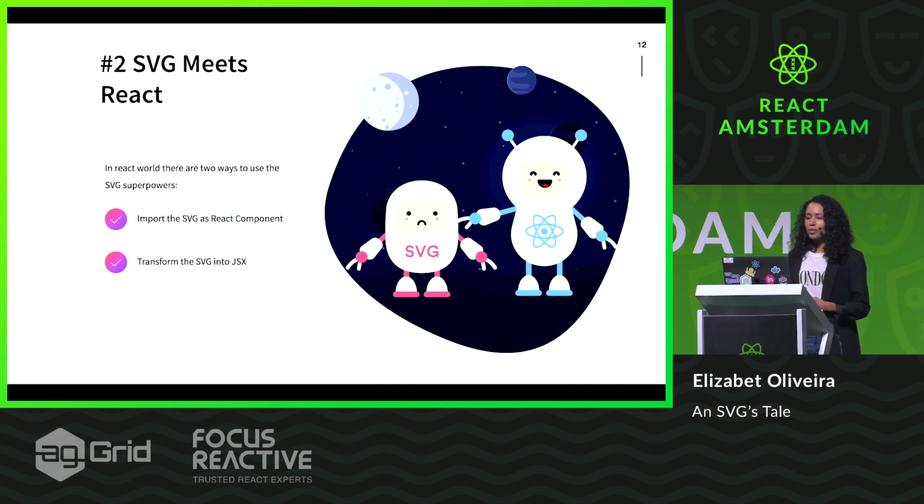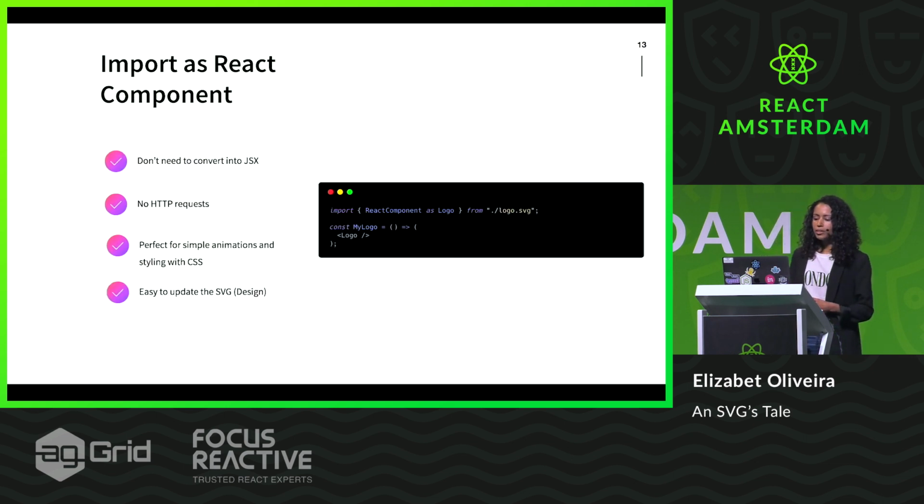In the React world, we can use the superpowers of the SVG in 2 different ways. The first one is to import the SVG as a React component, and the second one is to transform the SVG into JSX. The first one, importing as a React component, is very straightforward. If you use something like create React app, or some kind of Webpack loader, you just need to import the component, in this case logo, and then you have the component right there.